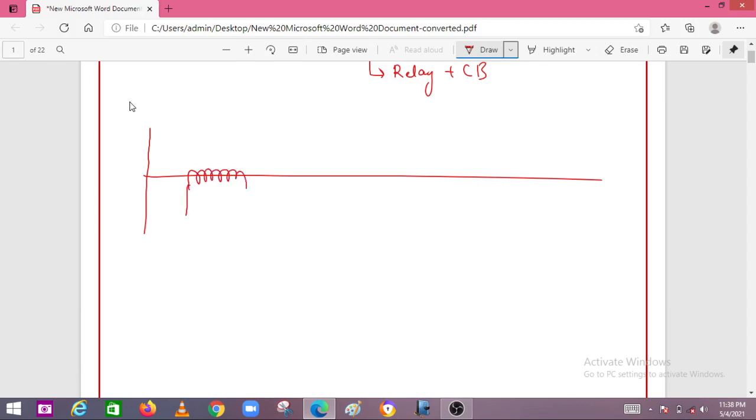For this transmission line I am using a CT. I will explain what this CT is. This is called the relay operating coil, and this CT is, let us take, a 1000 by 5 amperes CT. After this, the relay operating coil will be connected to the relay contacts. These are the relay contacts.